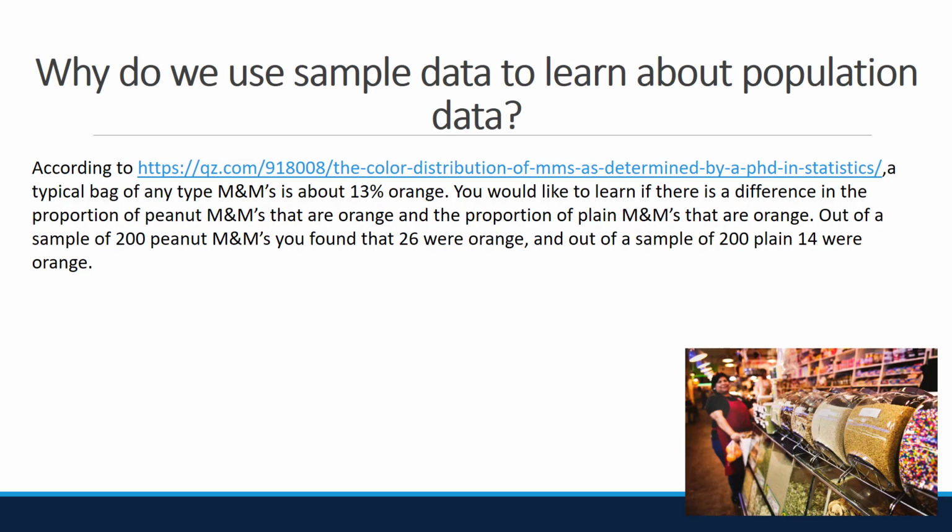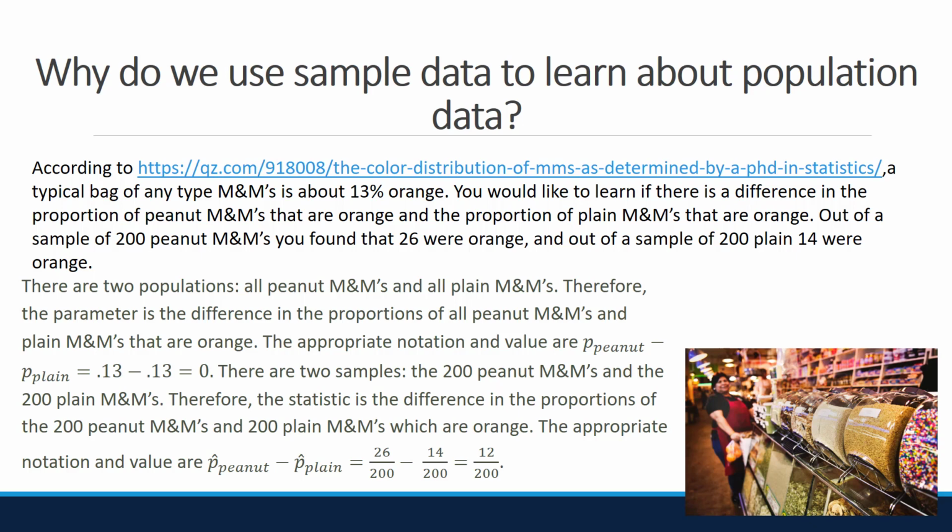According to the link given in the script, a typical bag of M&Ms is about 13% orange. You would like to learn if there is a difference in the proportion of peanut M&Ms that are orange and the proportion of plain M&Ms that are orange. Out of a sample of 200 peanut M&Ms, you found that 26 were orange, and out of a sample of 200 plain M&Ms, 14 were orange.